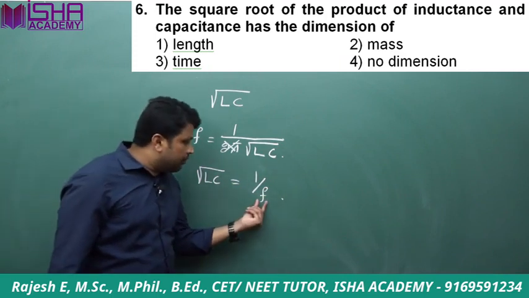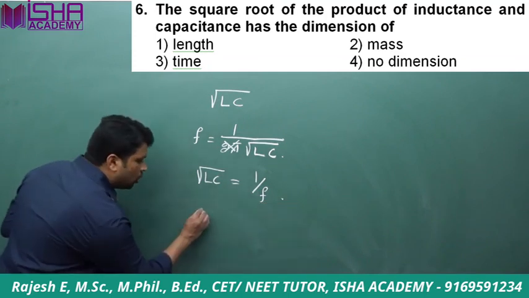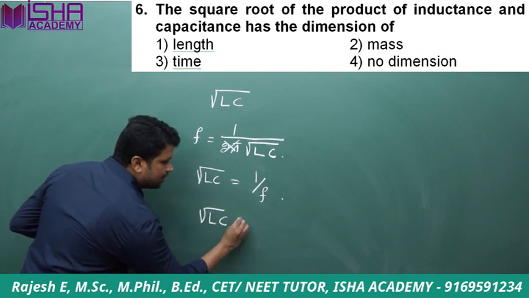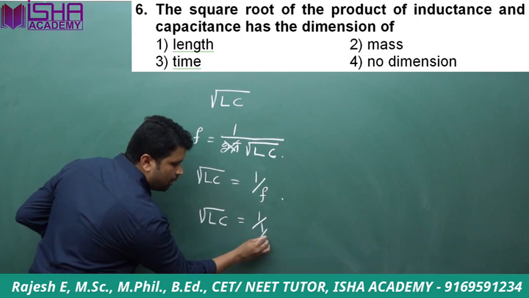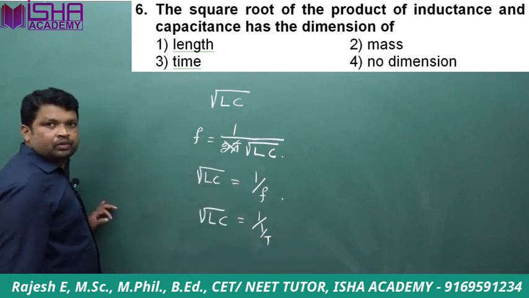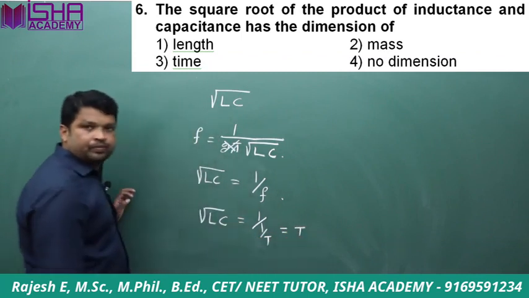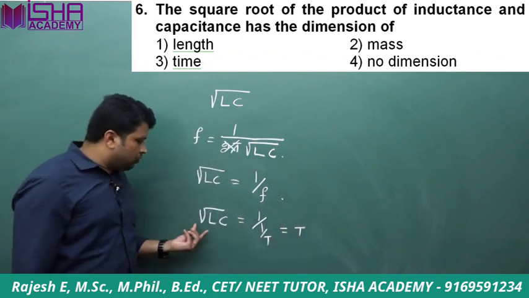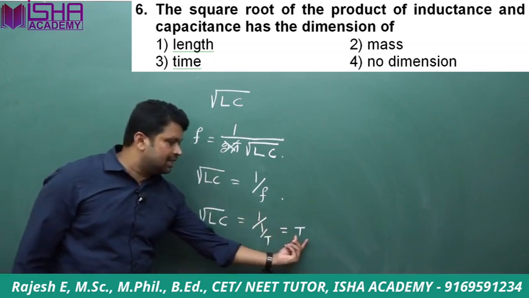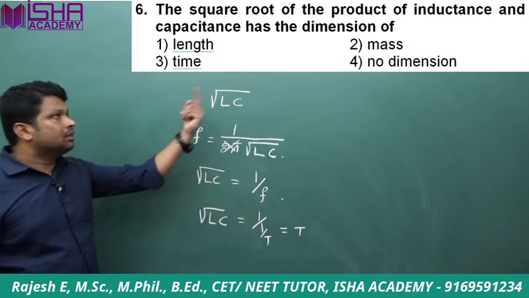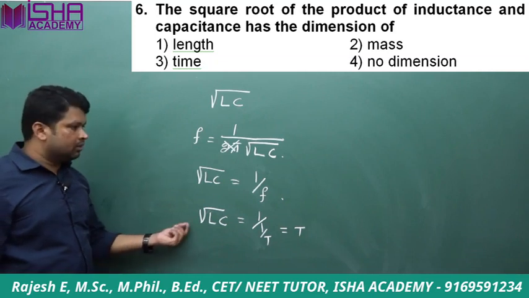Now, you can convert frequency into time, right? So root LC is equal to 1 divided by F, and F is 1 by T. So if you solve it, you will get T. So the dimension of root LC is time. See, the option is 3. Got this? So, very simple.